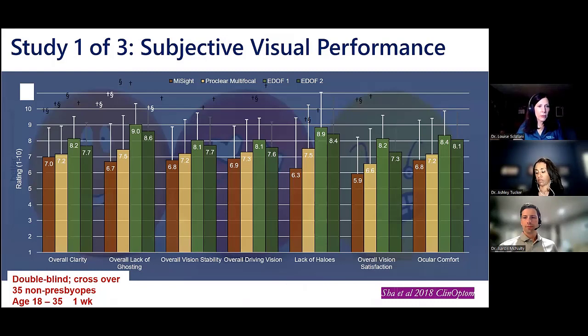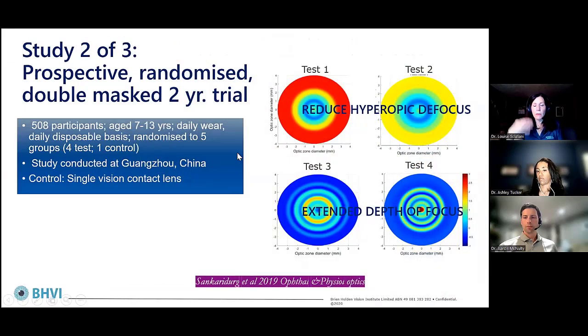This is a double-blind crossover study that looked at 35 non-presbyopic patients aged 18 to 35, and we put the extended depth of focus lenses on. There are two different designs of it, and it was compared to some of the other multifocal lenses out there. It looked at overall comfort, overall vision, ghosting, and halos, and it scored much higher with these two extended depth of focus designs. So again, you have to have clear vision. You can't just offer myopia management. You have to have clear focus.